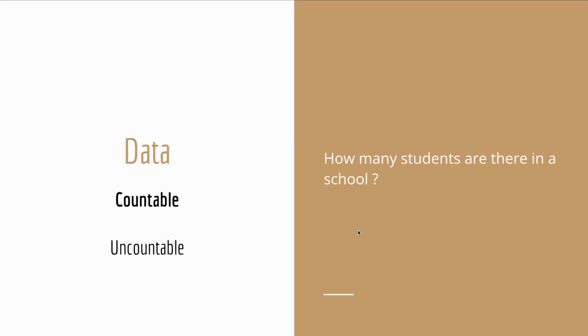Countable data takes in some fixed set of values. For example, the number of students. They can be 50 or 100 or even 0, but they would never be 50.5.